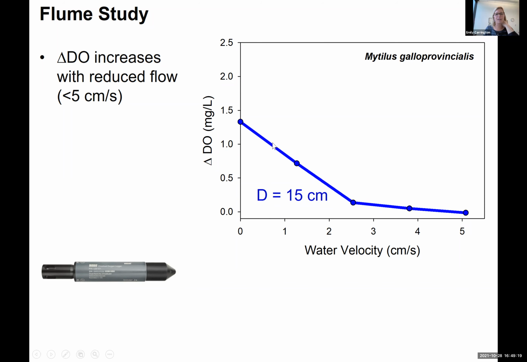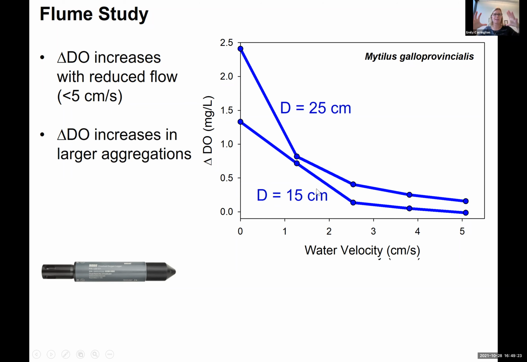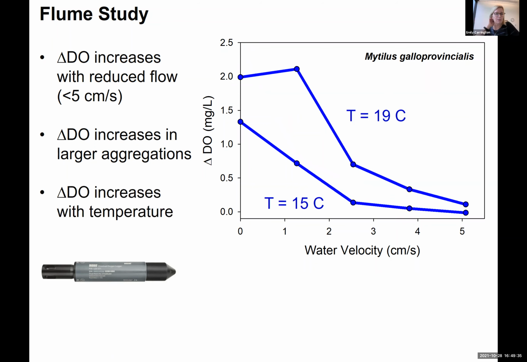This is for a relatively small aggregation. We increased the aggregation size to 25 centimeters. As expected, we see an even bigger drawdown of oxygen because we've just got more biomass in there respiring. And when we do this as a function of temperature, as expected, relative to 15 degrees, if we increase temperature, there's more metabolic activity. And again, that causes a bigger deviation.